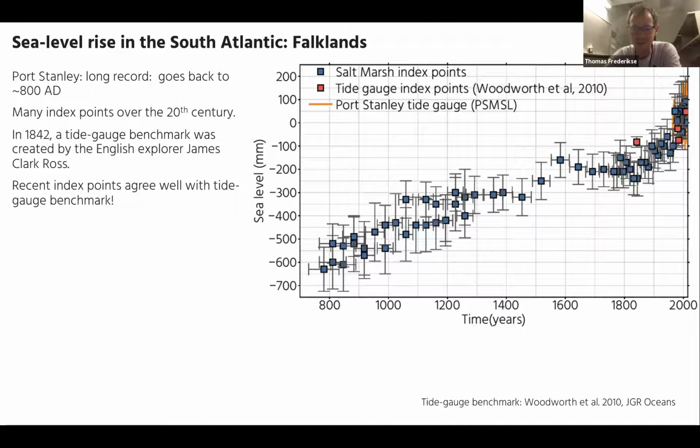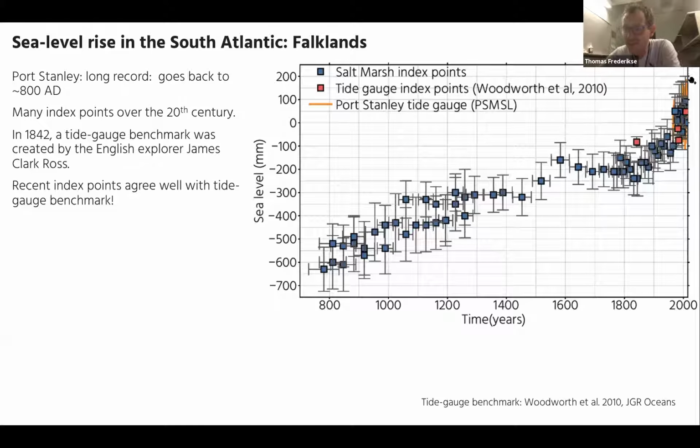And he also put a benchmark. He just punched a nail in a rock, and he measured sea level relative to this nail in this rock. This nail is still there, so we still know how high sea level was when this explorer went there. You see this red dot. It's slightly higher than the rest, but actually it matches up pretty reasonably well.